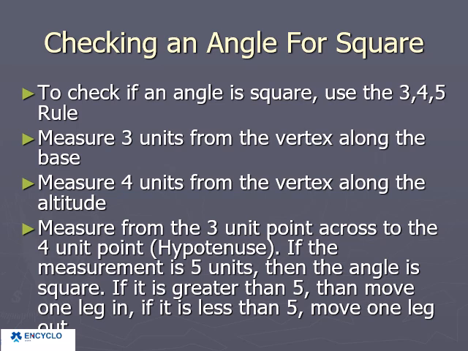Checking for a square corner, 3-4-5 rule. To verify a 90-degree angle in the field, measure 3 units along one side and 4 along the other. If the diagonal between those points measures exactly 5 units, the angle is square.